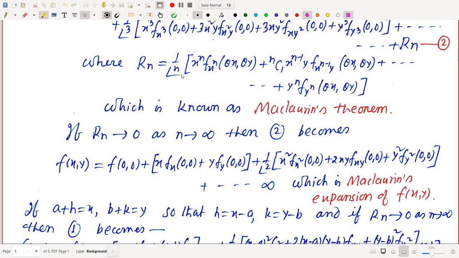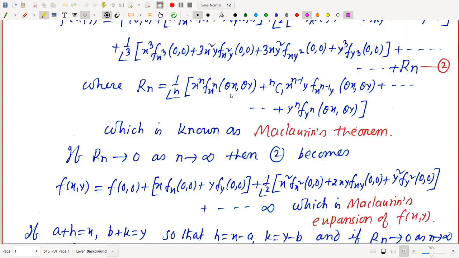Here Rn is 1 by n factorial times x to the power n, f suffix x to the power n, meaning the nth order partial derivative with respect to x at the point, this time, theta x theta y, plus nC1 x to the power n minus 1 into y, f suffix x to the power n minus 1 y at the point theta x theta y, etc. And the last term is y to the power n, f suffix y to the power n at the point theta x theta y, meaning the nth order partial derivative with respect to y at the point theta x theta y.